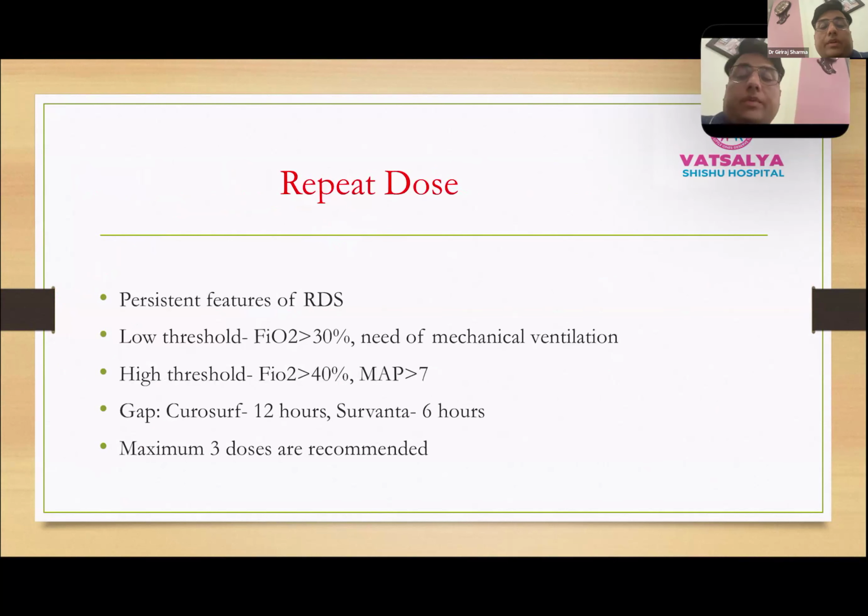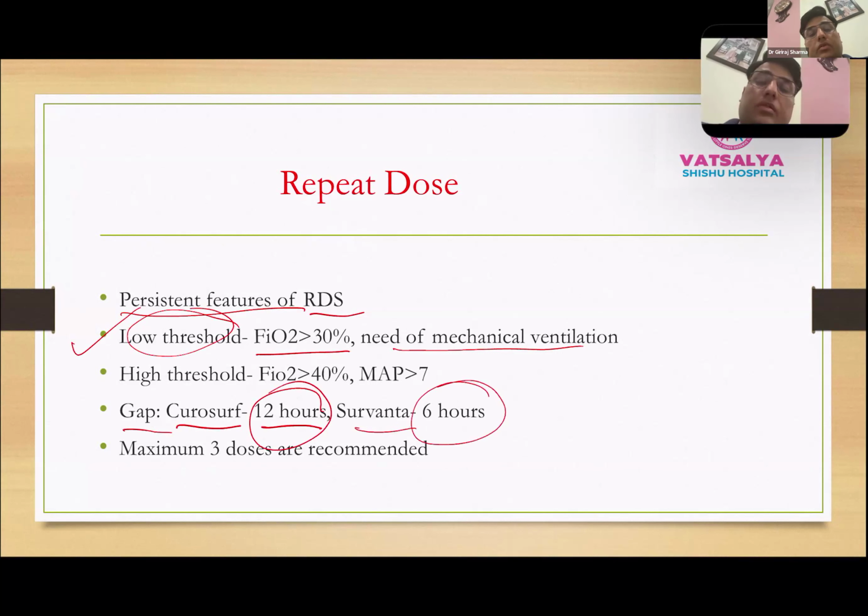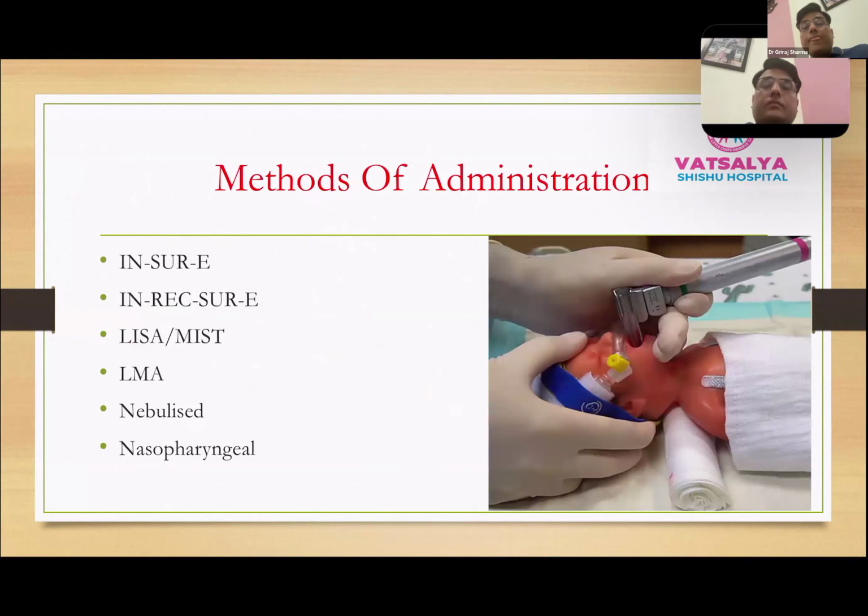Repeat dose we can give if there are still persistent features of RDS, if FiO2 requirement is still more than 30%, or if babies still need mechanical ventilation. We should follow a low threshold for surfactant administration. After how much time? In Curosurf we can give after 12 hours, Survanta after 6 hours. So with Curosurf we can wait up to 12 hours and then repeat. A maximum of 3 doses is recommended for repeat doses of surfactant.